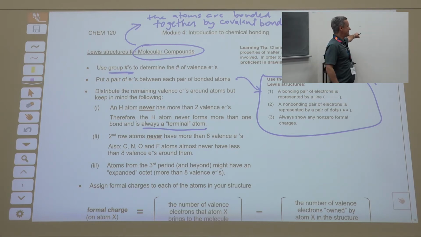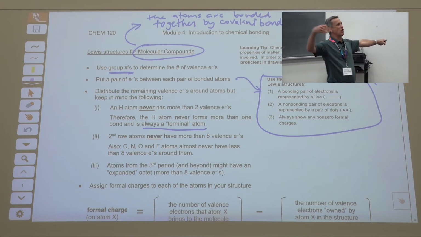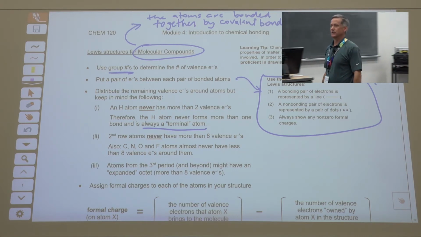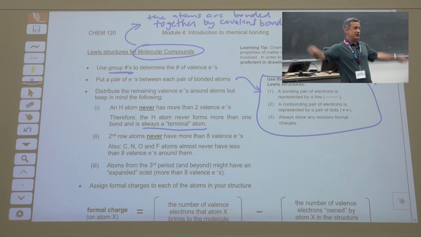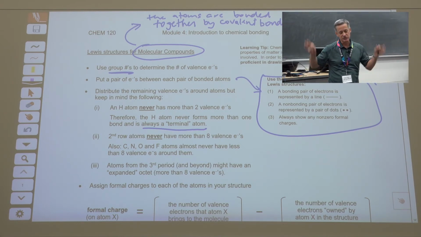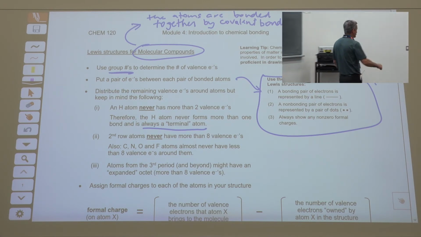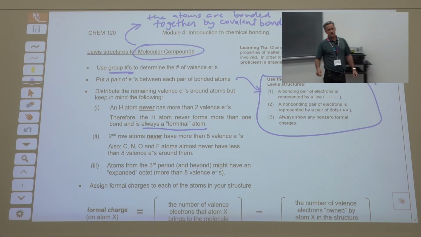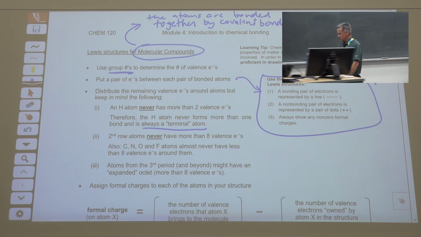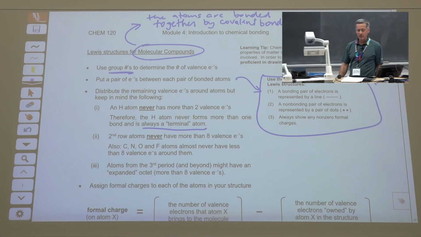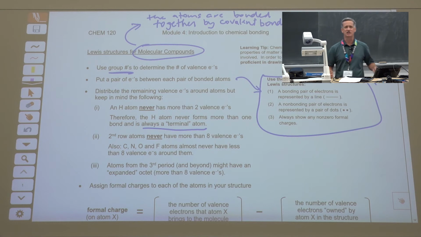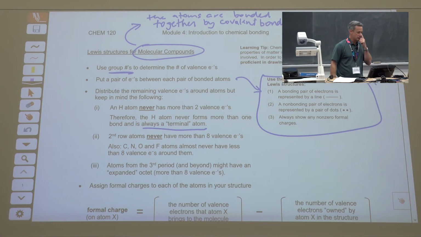You're always at the end. You're a terminal atom. For those of you that go on, you'll find that hydrogens can actually bridge to 2 other things. Those are a little bit more exotic. You won't encounter that sort of stuff in first year. If you go on, you'll see that hydrogen doesn't necessarily have to be a terminal atom. But if you're drawing structures, it's a good thing to know that hydrogen's always going to be a terminal atom.